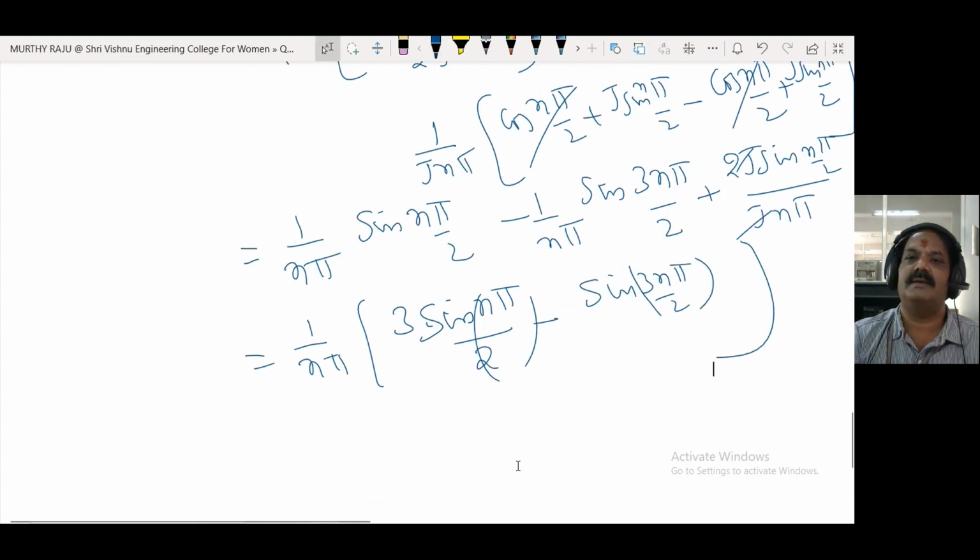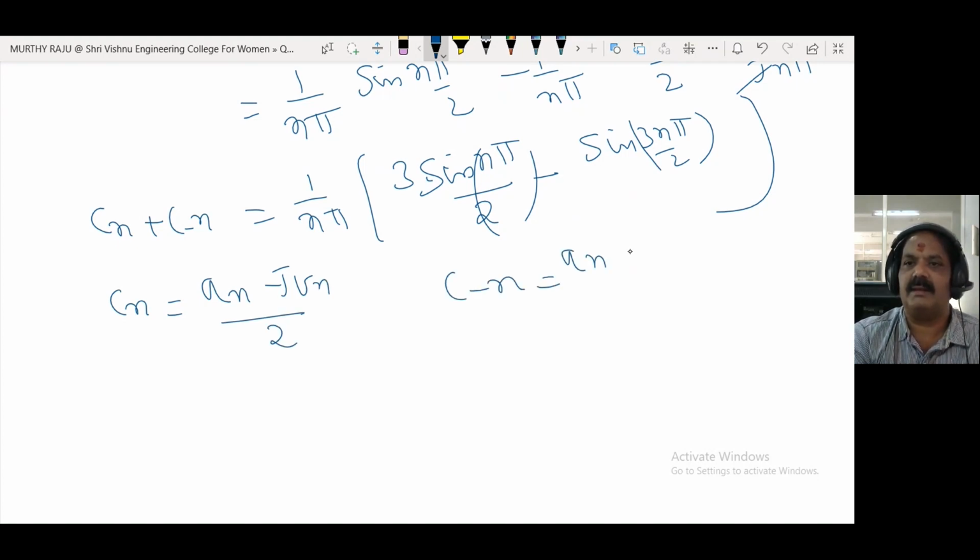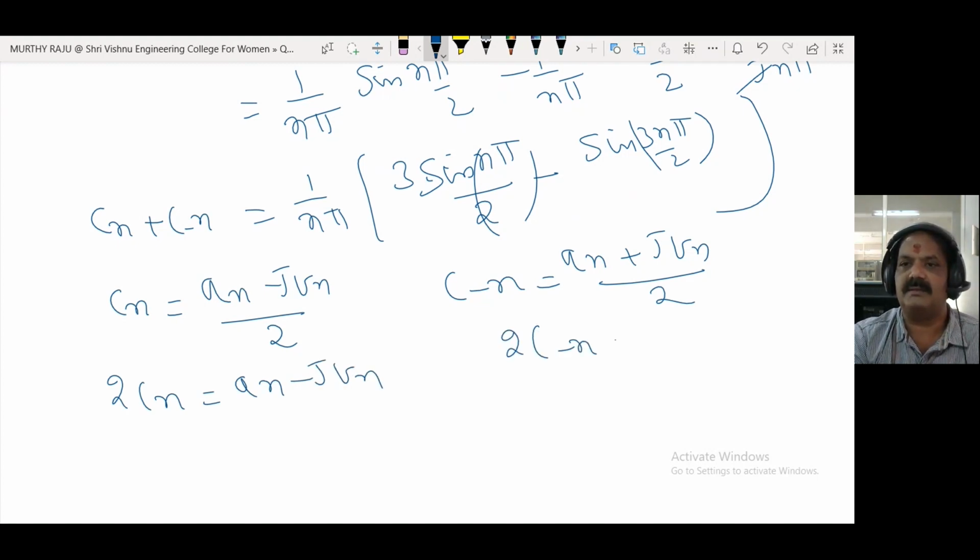This is the Cn plus C minus n. We know that according to the formula, Cn is equal to (An minus jBn) by 2, and C minus n is equal to (An plus jBn) by 2. So 2Cn is equal to An minus jBn, and 2C minus n is equal to An plus jBn.